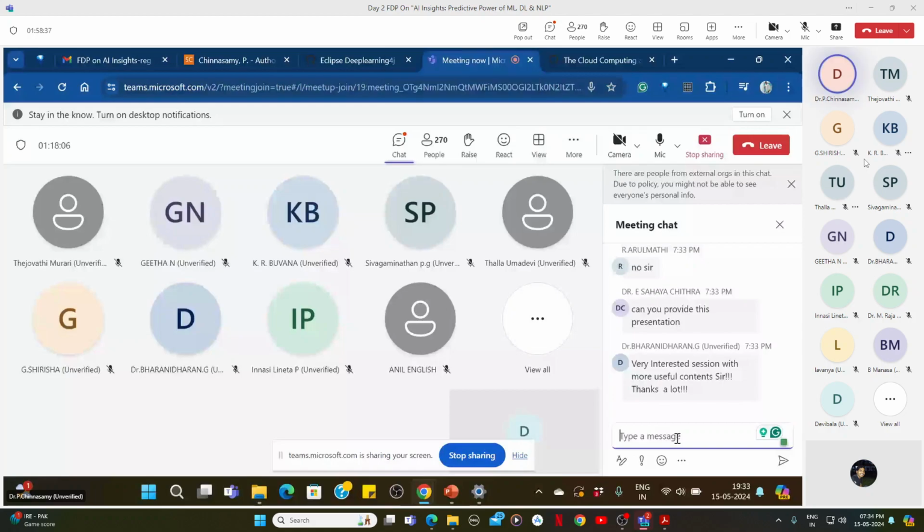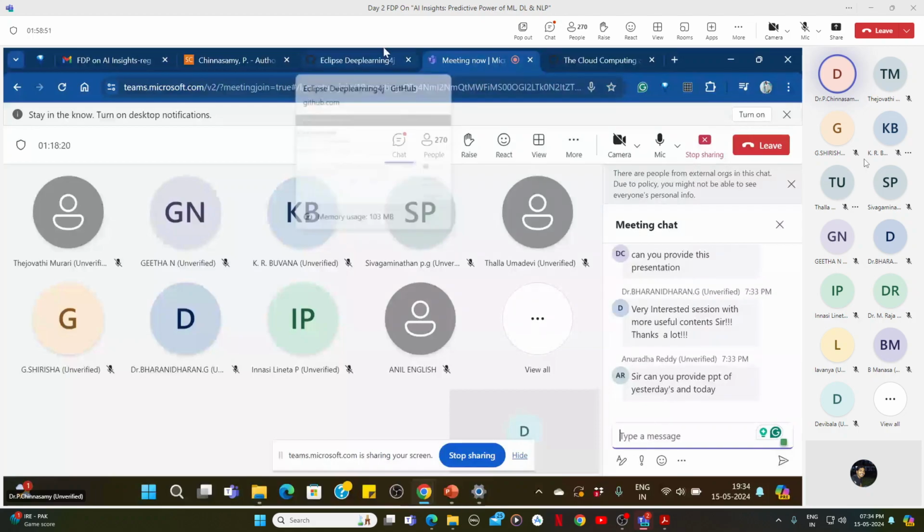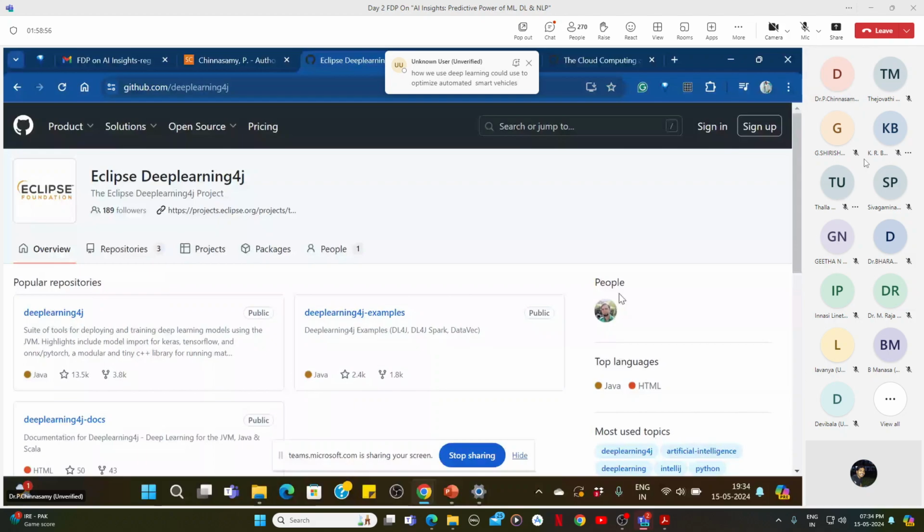One more thing, as I told you, there are so many tools for making deep learning models, right? So I think my slide is very visible to everyone, right? My screen is visible, right? I think it is visible to everyone.